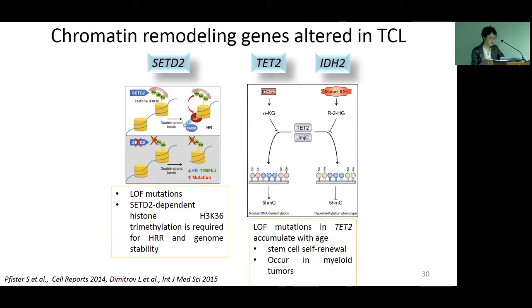This gene is involved in genome stability and homologous repair. And TET2 and IDH2 are mutations that are also seen in CHIP. They seem to occur in myeloid tumors as well as in a variety of other cancers. And importantly, they acquire and accumulate during age.